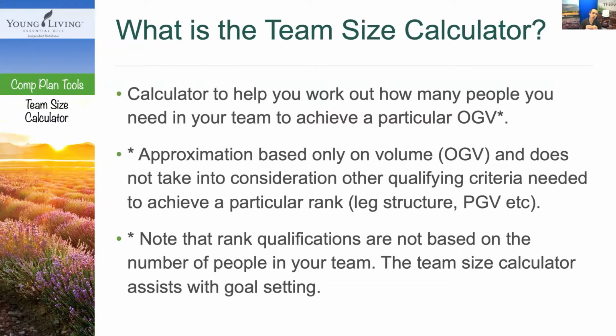Now remember, this is only an approximation, and the team size calculator doesn't take into account other factors like qualifying criteria for ranks, like leg structure and PGV and things like that. So rank qualifications are not based on how many people you have in your team. You can have a look at what rank qualifications are based on, but they're not based on how many people are in your team. So this tool tells you how many people you need in your team in order to achieve a particular sales volume. And that's really good for goal setting. So let's have a look at this in more detail.